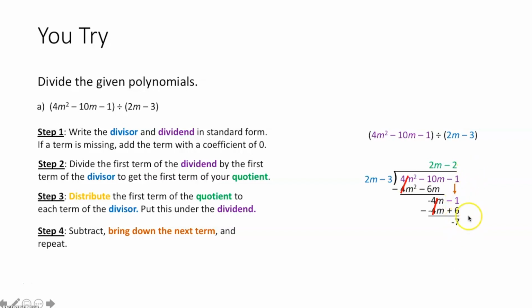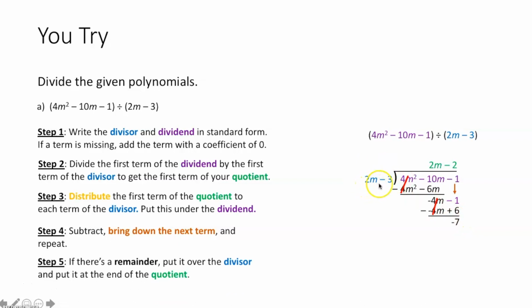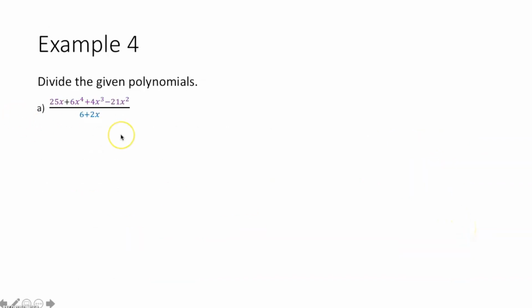We have nothing left to drop down. That means negative 7 is going to be our remainder. So we take that remainder, we put it over our divisor, 2m minus 3, and we tack it on the end of our quotient. So our answer is going to be 2m minus 2 minus 7 over 2m minus 3. And you're done.